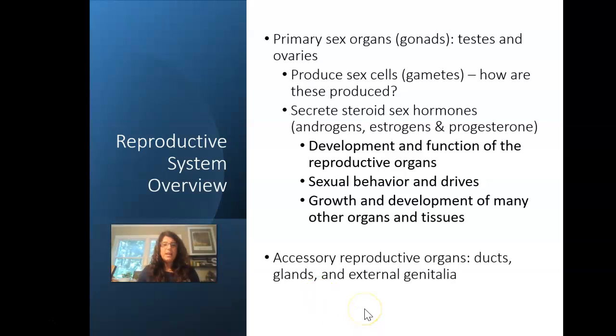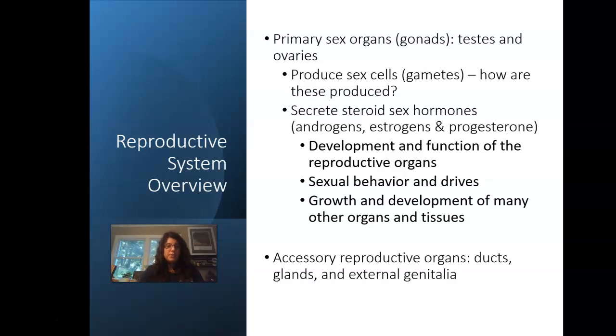So basically, the reproductive system is going to consist of the primary sex organs, so that will include the gonads, which in a male is the testes and in females are the ovaries. The job of those gonads is to produce sex cells or gametes, so either eggs during oogenesis or sperm during spermatogenesis. They also secrete sex hormones, which would include your androgens, estrogen, and progesterone.